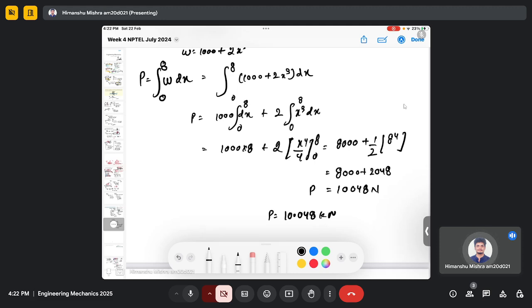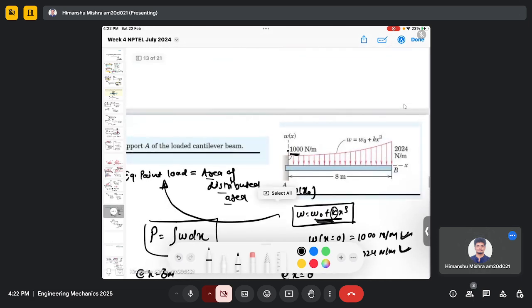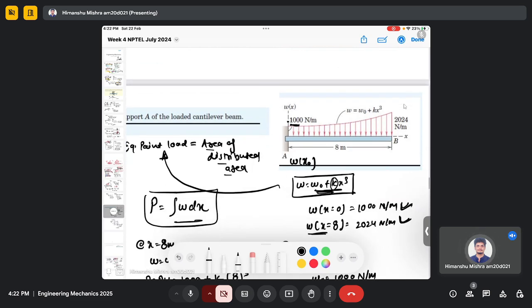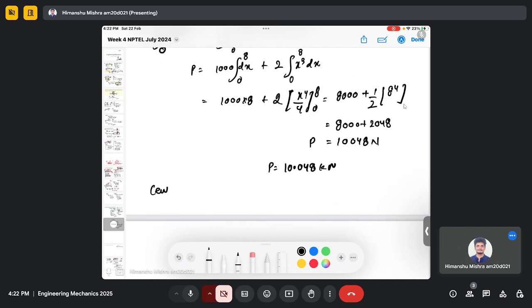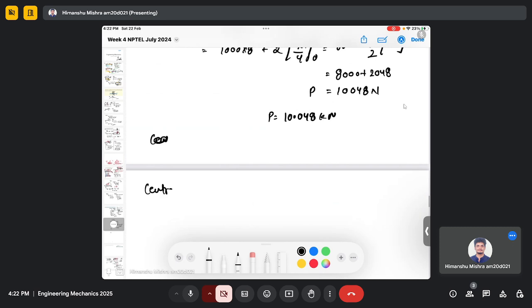And in the previous class we actually learned how to find the centroid. Earlier we knew the centroid of some basic shapes like rectangle and triangle, but in the last class we discussed that the centroid x bar can be found as the integral of x W dx divided by P. P is just the area. We found that this quantity was area, but this area is equivalent to the magnitude of the point load. So I'm writing this as P.